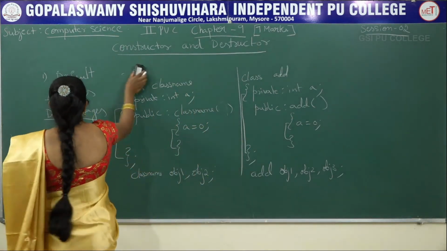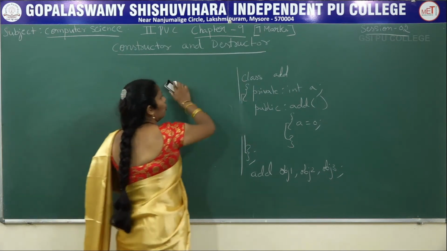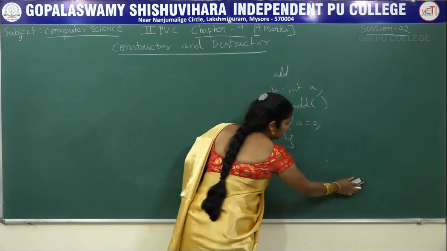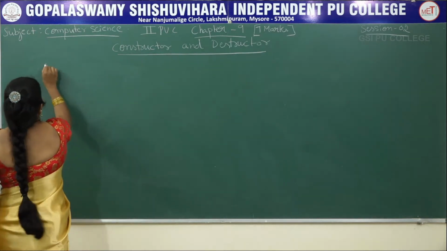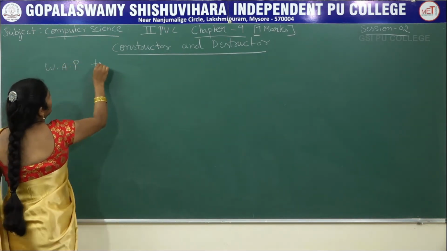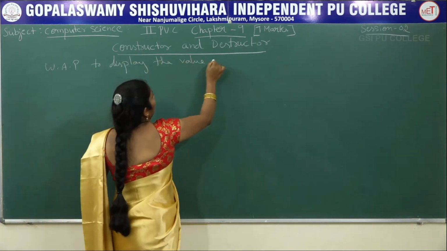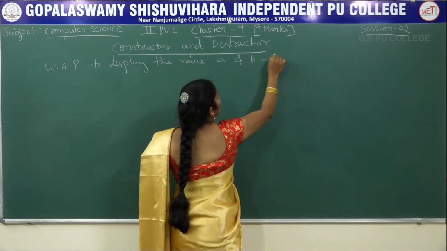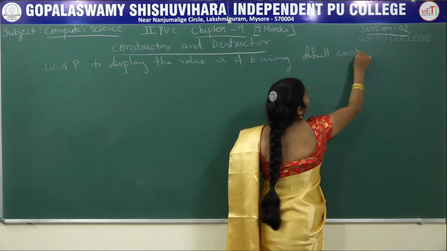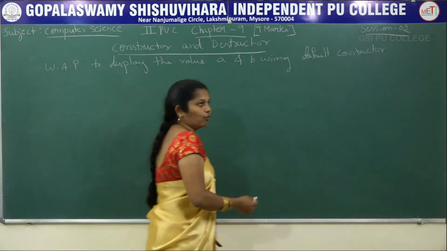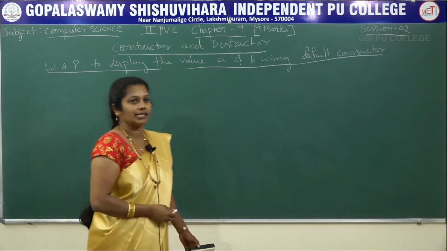Now we have to explain with one example program how to write a program by using default constructor. Already you have come to know what is meant by constructor as well as default constructor. Write a program to display the value of a and b using default constructor. Consider, I want to write a program to display the value of a and b using default constructor.